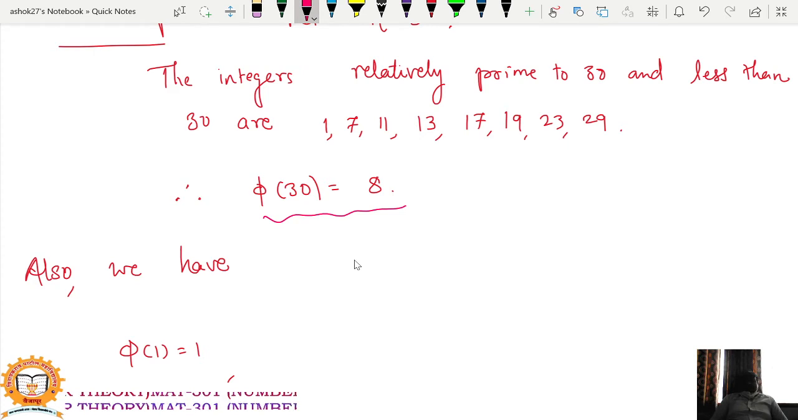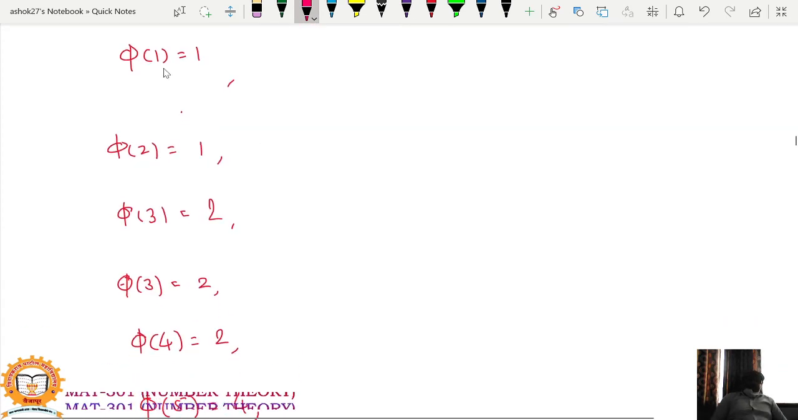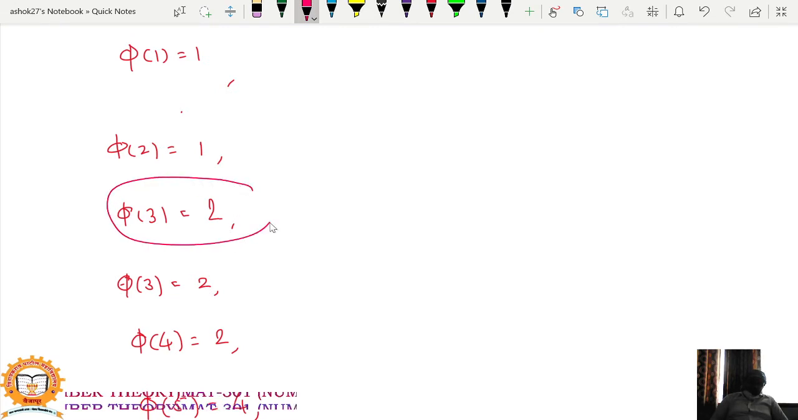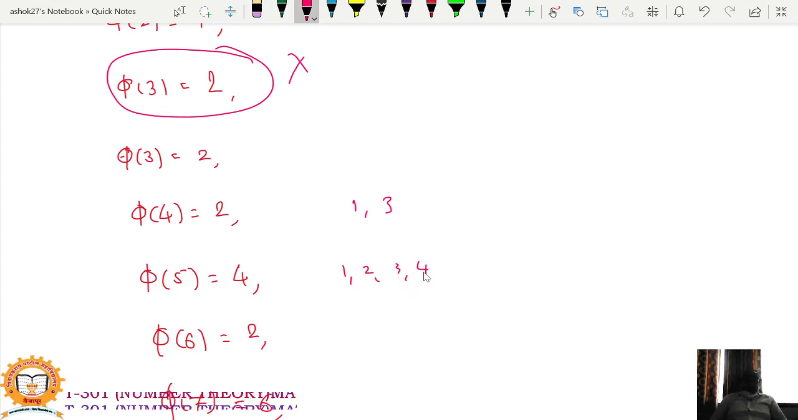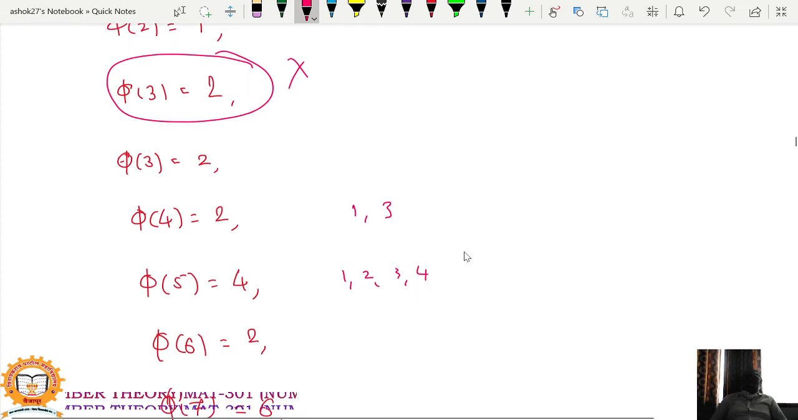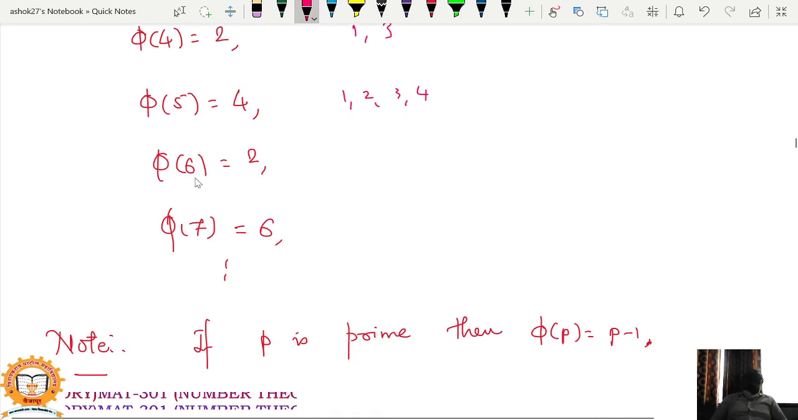So in particular, if you take n equal to 1, phi of 1 will be 1, phi of 2 equal to 1, phi of 3 will be 2. Phi of 4 will be 2. What are the integers relatively prime to 4 and less than 4? These are 1 and 3. For 5 these are 1, 2, 3 and 4. You can check. Likewise for phi of 6.